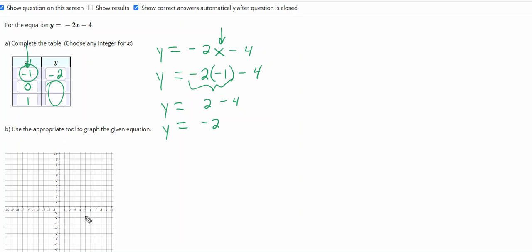I'll let you guys choose whatever you want for your x values and then fill in these two. And then again, use the graphing tool to make a line. Okay, so I'll pause it there and I'll see if you guys can get that one.